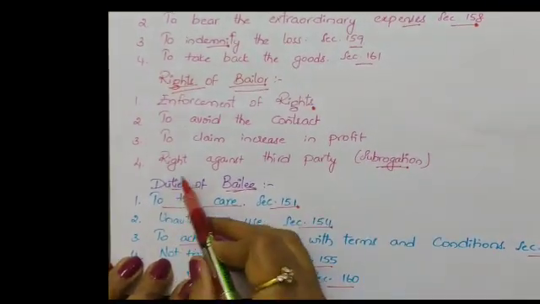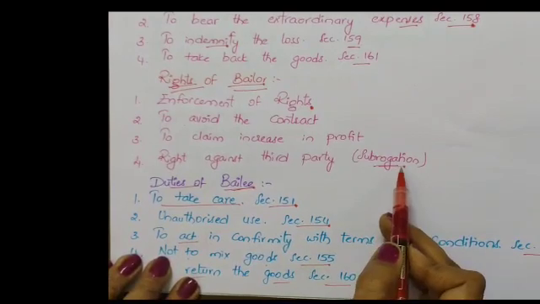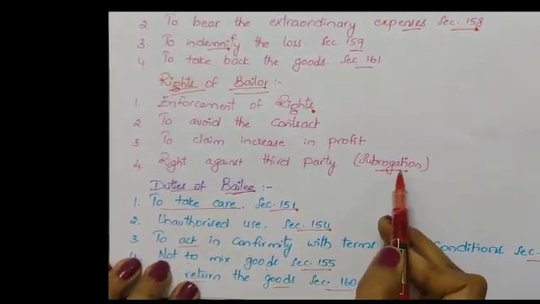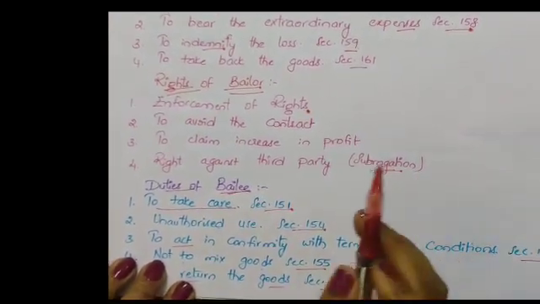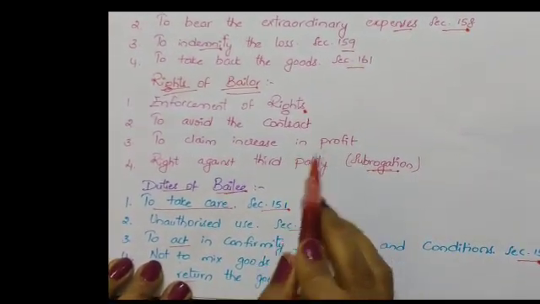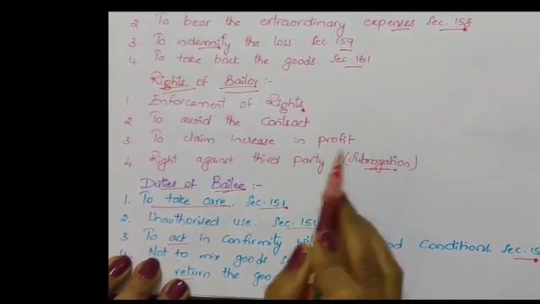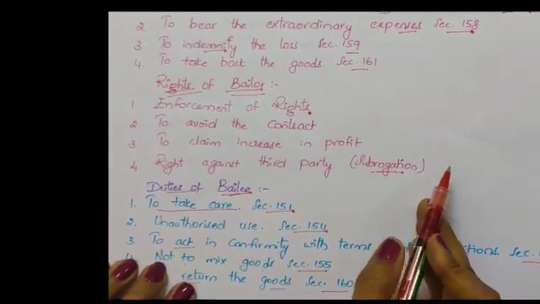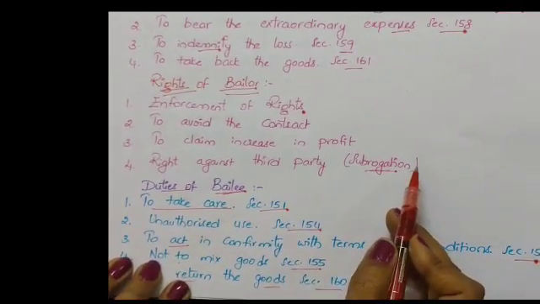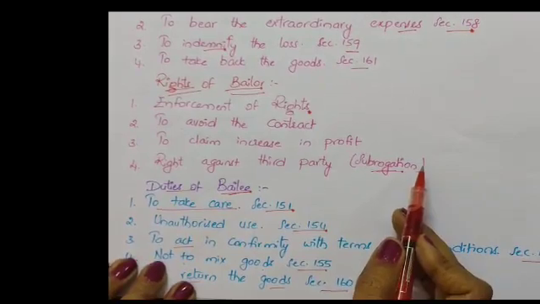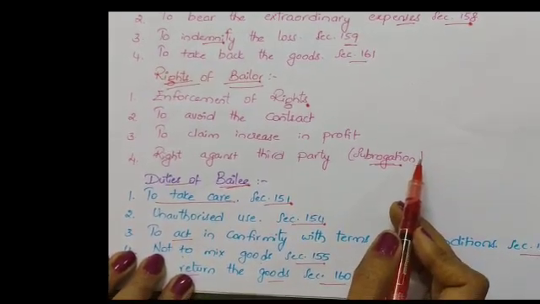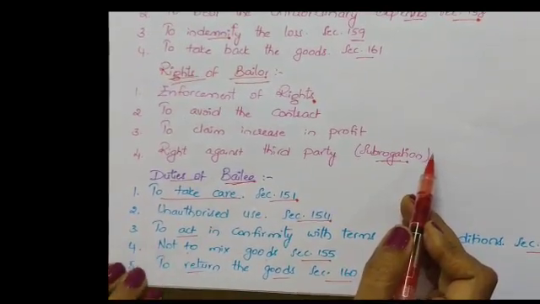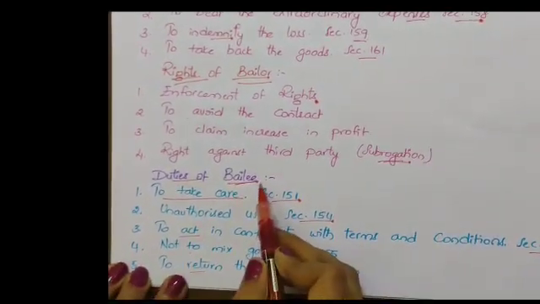Right against third party or subrogation. Subrogation means transfer of right to sue from one person to another person. If the third party causes loss to the goods in bailee's possession, the bailor can sue the third party. In subrogation, the bailee's right to sue the third party gets transferred or subrogated to the bailor. In other words, the bailor enters into the shoes of the bailee and acquires the right to sue the third party.